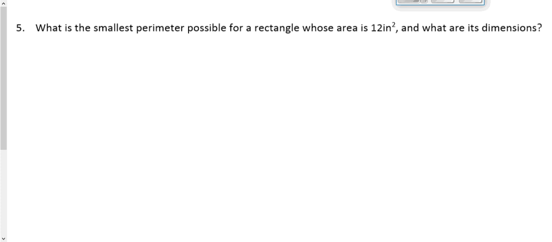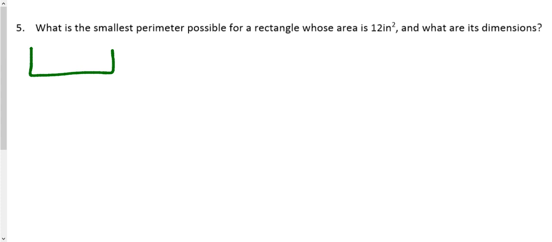Okay, and our last one, number 5, says, what is the smallest perimeter possible for a rectangle whose area is 12 inches squared, and what are its dimensions? So they want to know the smallest perimeter, and they want to know the dimensions of it.